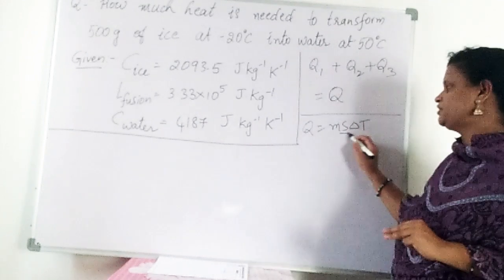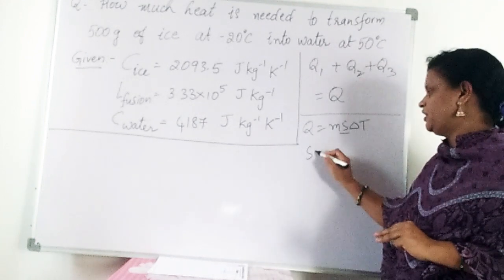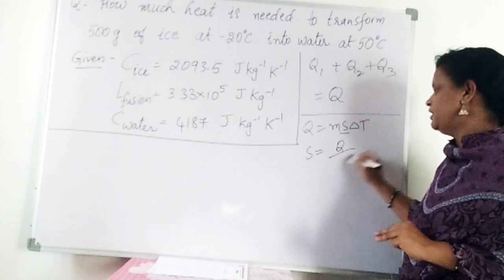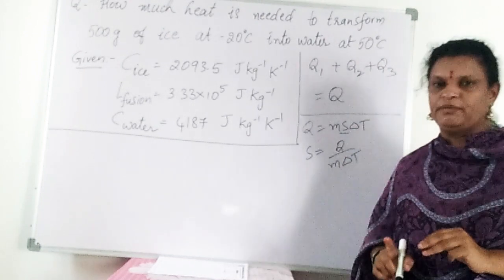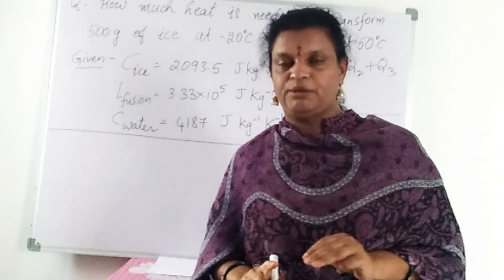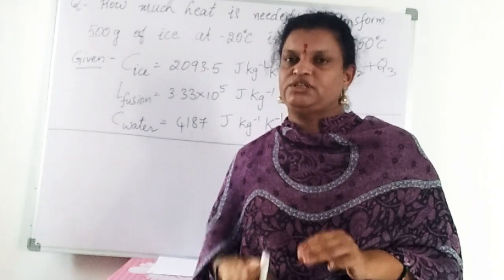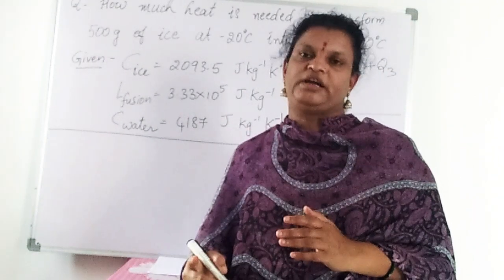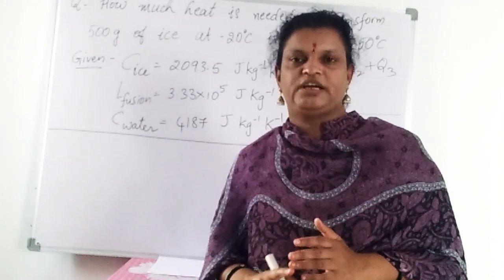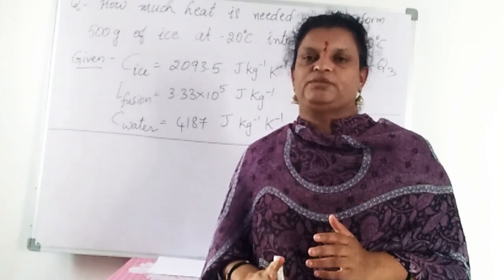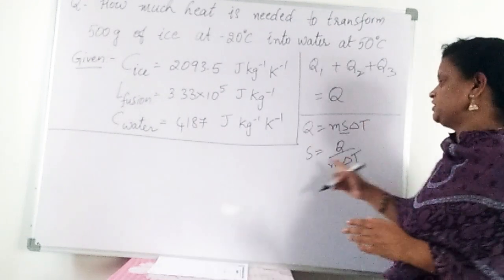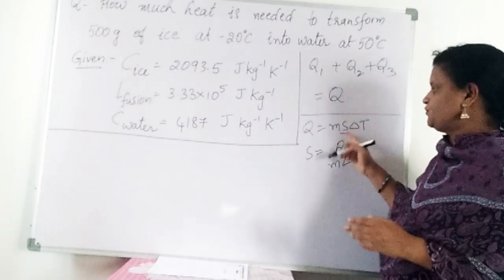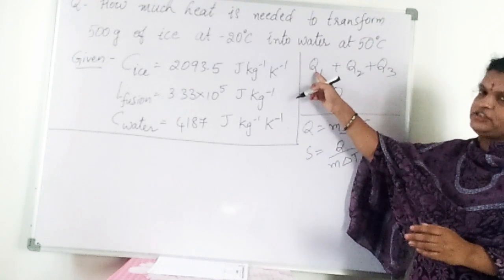Here S is nothing but specific heat. For specific heat we can use the formula Q by m delta T, that is nothing but the heat energy absorbed by 1 kg of a substance to increase its temperature by 1 degree Celsius. That is the specific heat, right? So this formula we are going to use for the first case.